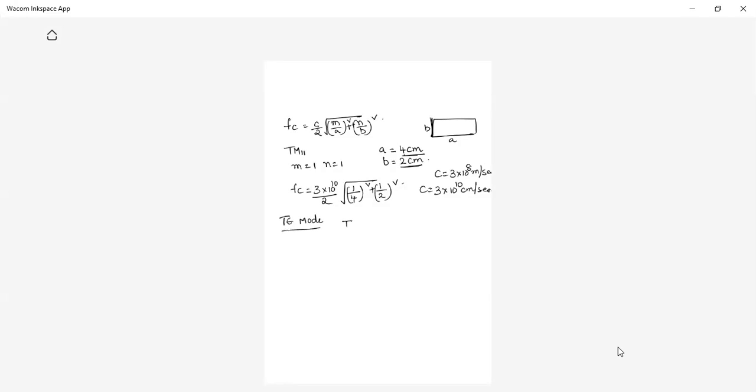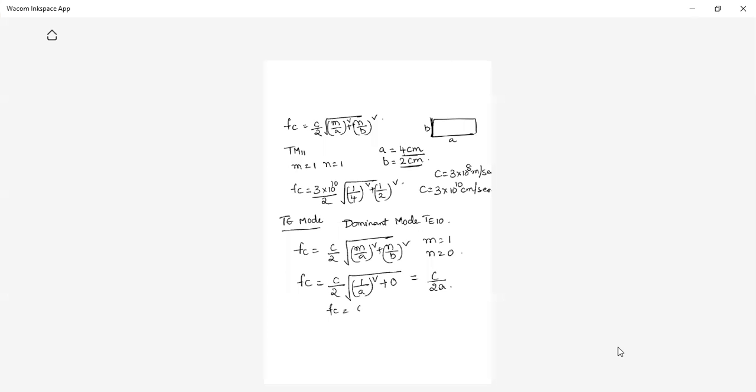We know the dominant mode is nothing but TE10. So fc is equal to c by 2 square root of (m by a) whole square plus (n by b) whole square. Since m is equal to 1, n is equal to 0, fc is equal to c by 2 into square root of (1 by a) whole square plus 0. This term becomes 0. So now the expression becomes 1 by 2a, so fc is equal to c by 2a. This is the expression you should remember.